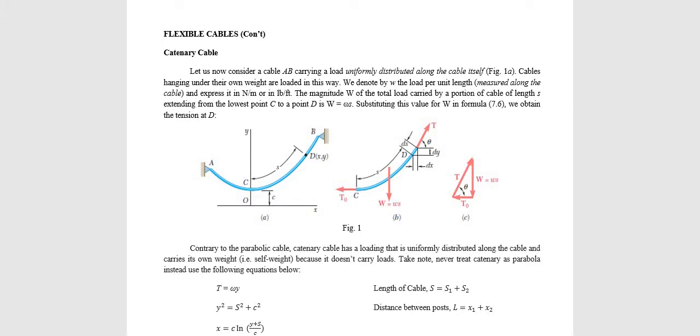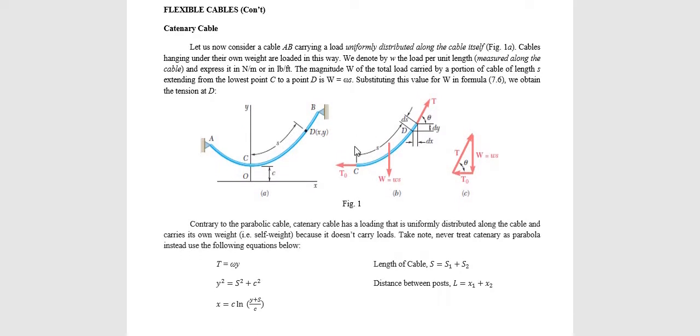So, let's start this discussion from this figure. Let us now consider a cable from A to B, with a load uniformly distributed along the cable itself. So, cables hanging under their own weight are loaded in this way. Yun nga, indicated dito, yung uniformly distributed load is along the cable. Meaning to say, that is the weight of the cable. Take note of that. We denote by omega the load per unit length measured along the cable and express it in Newton per meter or in pound per feet.